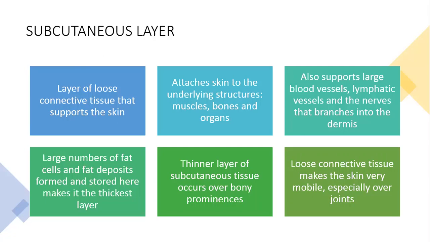A thinner layer of the subcutaneous tissue occurs over bony prominences, which makes sense. There's less fat over bony prominences, elbows, scapula, all the bony areas. And this is also where your high risk comes from with regards to pressure injuries, because there's less supportive structure to support, to protect. And loose connective tissue makes the skin very mobile, especially over joints.